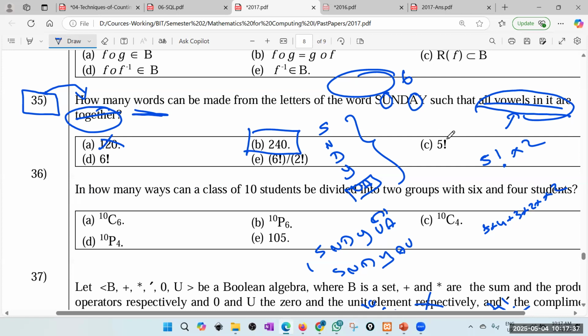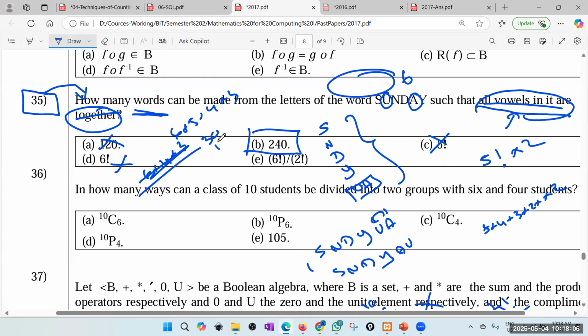No, it can't be factorial 5 because factorial 5 into 2. It can't be factorial 6. Is it factorial 6? I don't think it is factorial 6. This is factorial 6 means 6, 5, 4, 3, and other things get cancelled. That is 30. 6 into 5 is 30.